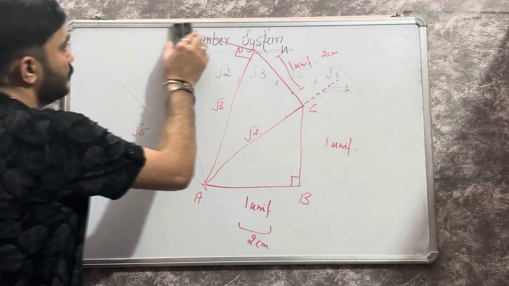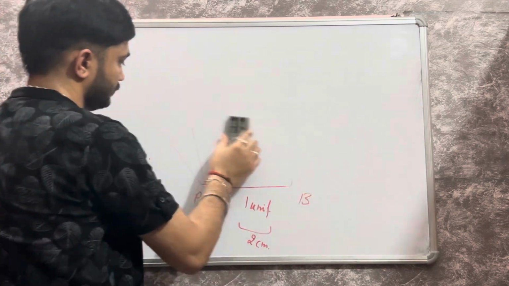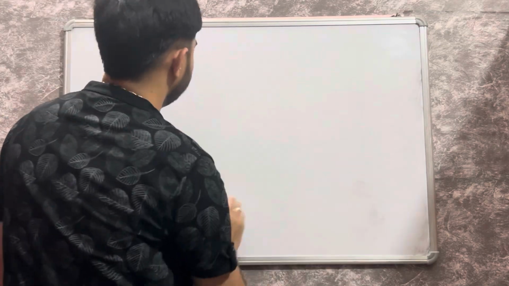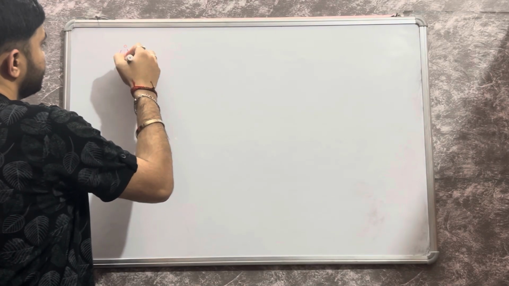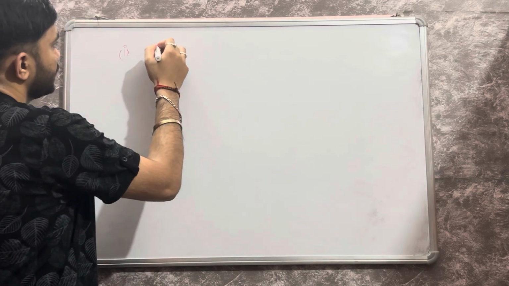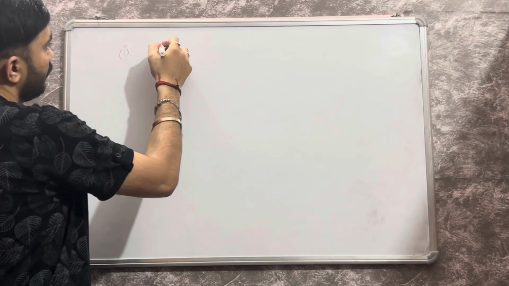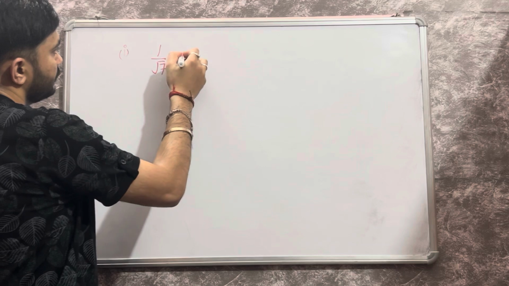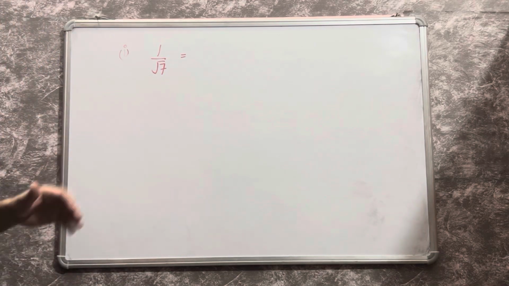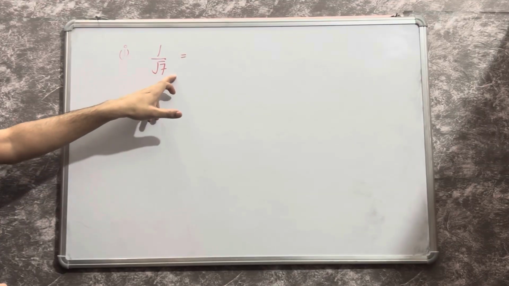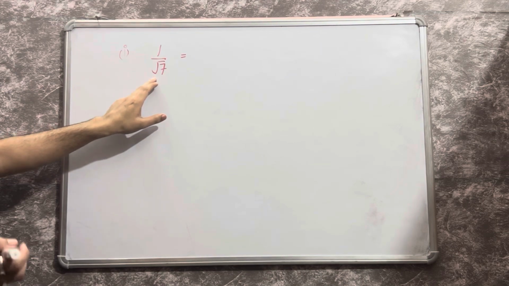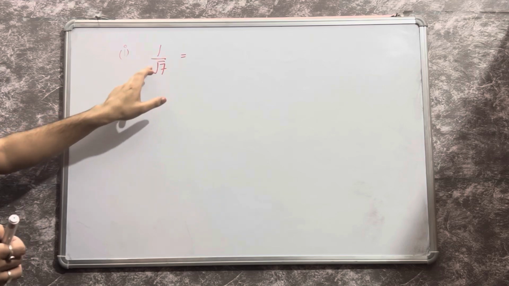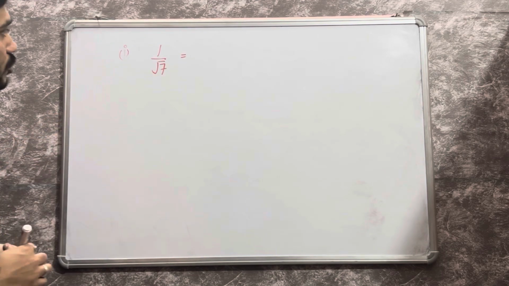Now let us solve some other type of question, that is, rationalize the number. What if you have to rationalize 1 upon under root 7? How are you going to rationalize this number? Firstly, see the denominator. The denominator is in under root, and rationalizing means that the denominator should be a rational number. How are you going to do so?